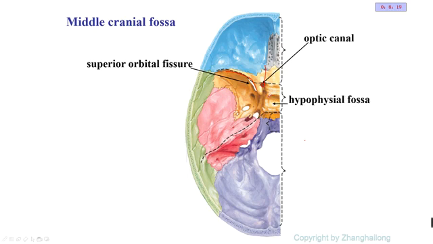This one, there is a fossa in the center, the hypophyseal fossa. What structure is in it? The hypophysis. Yes, the hypophysis is in here. It's an endocrine gland that secretes many important hormones. And there is another foramen. This one is the foramen rotundum. What's rotundum? Round. R-O-U-N-D.